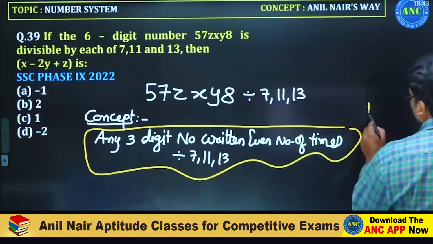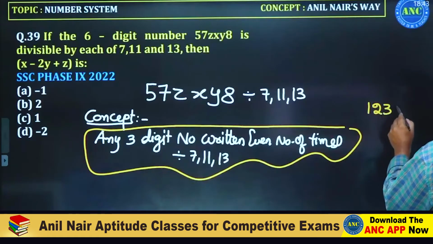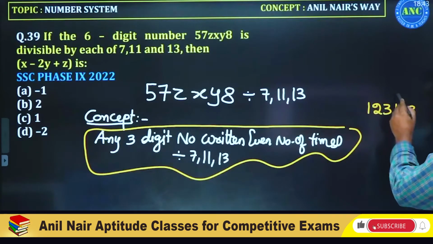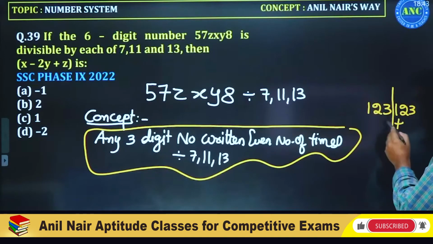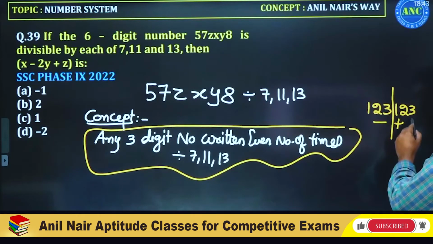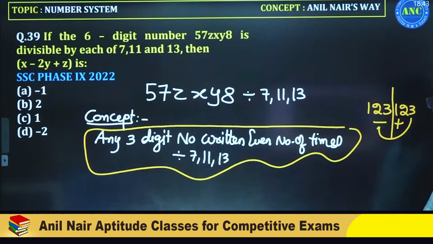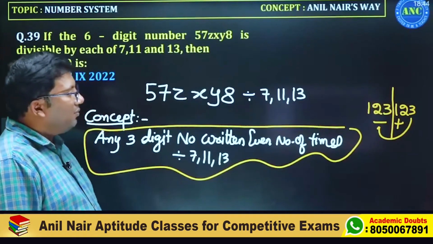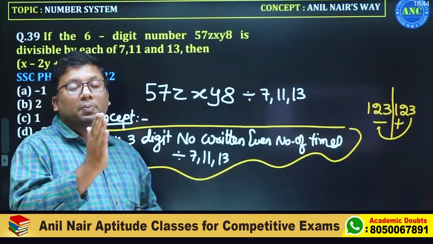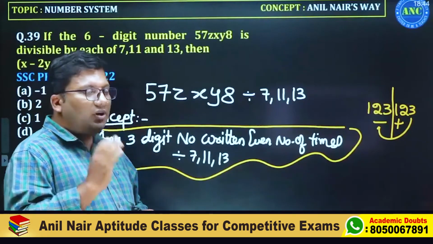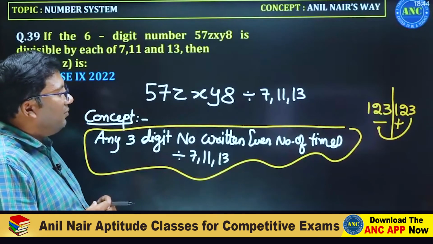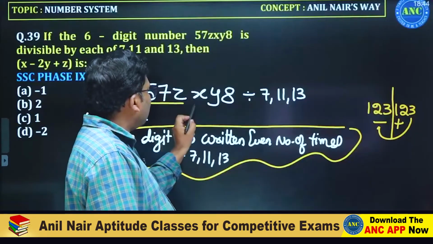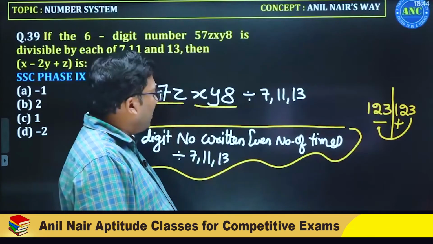Sir, why is it happening? If 123 is a 3-digit number and I write it 2 times, start from the right-hand side, take groups of 3 digits, alternately plus and minus. The divisibility rule of 7, 11, 13 is to start from the right-hand side, take groups of 3 digits, alternately plus minus. 123 minus 123 is 0. That means if the same 57Z is written here, the number is divisible.